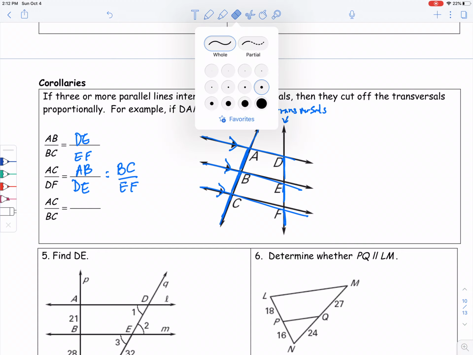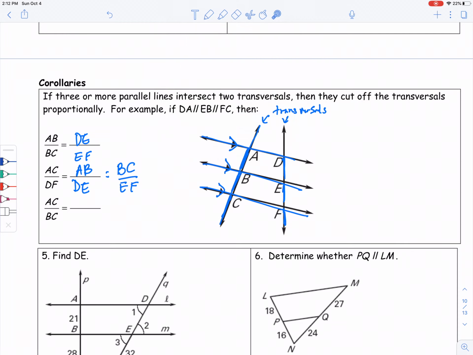Take a look at this one. AC and BC. So let's try to match those up to the other side. AC seems like it's a full length covering two parts. So the other side would be DF. Okay. BC, this is the bottom part here, which is corresponding to EF. So AC over BC equals DF over EF.